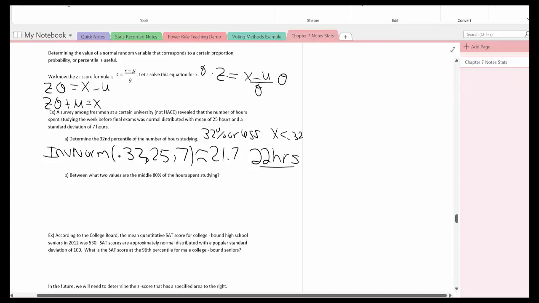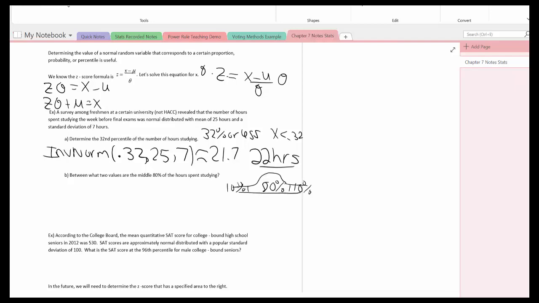Okay, part B. Between what two values are the middle 80% of the hours spent studying? Again, it's not asking for a probability or a proportion, so I know I'm going to be using inverse norm. Let's draw a picture for this. I've drawn the bell curve with the 80%. Because it's symmetric, we know both of the ends are going to be 10%. So the middle 80% would be between the lower end and the upper end here.